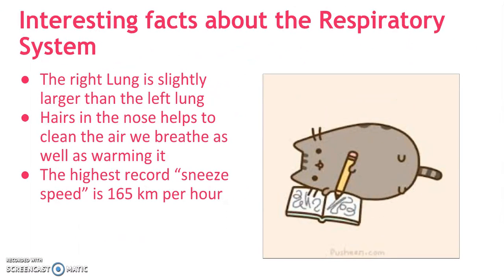And some interesting facts about the respiratory system. The right lung is slightly larger than the left. That's because of your heart. Your heart is a little bit to the left side, and so the left lung gives that a little bit of room. Hair in your nose cleans the air that you breathe, and it warms it. And the fastest recorded sneeze is 165 kilometers per hour.